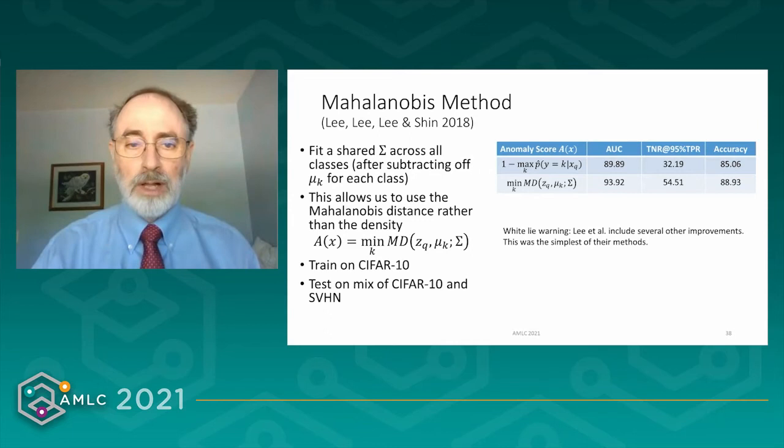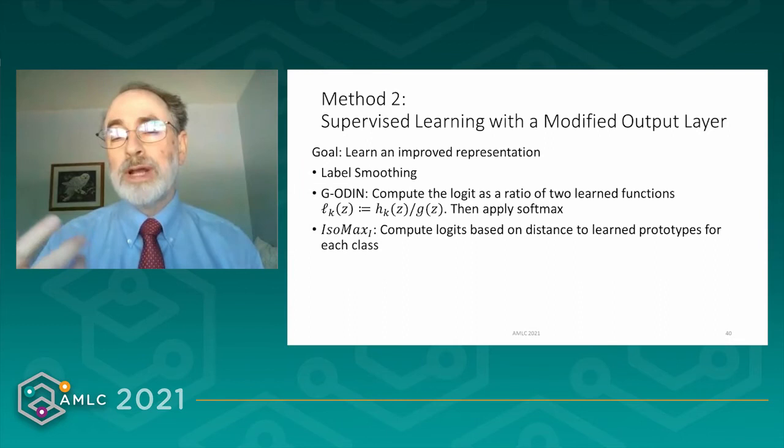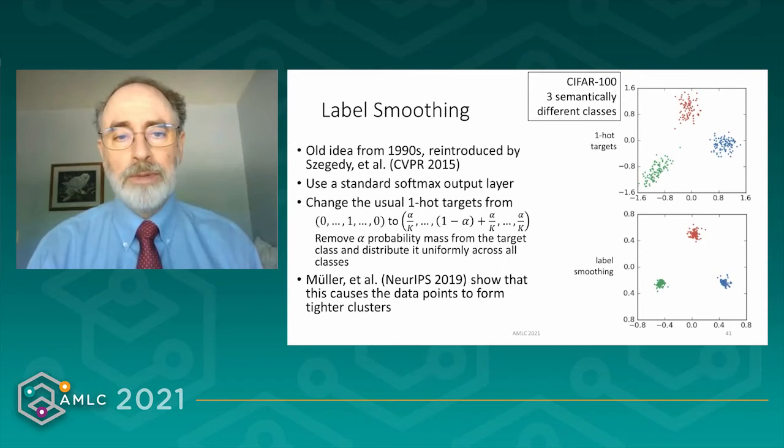Another technique that's been applied is to replace the softmax output, or the training target, with some change in the hopes that this helps us learn an improved representation. So there's been work on label smoothing, on something called Goodin, and something called IsoMax, and let me talk about each of those. Label smoothing is an old idea from the 1990s that was reintroduced in the deep learning context by Szegedy in 2015.